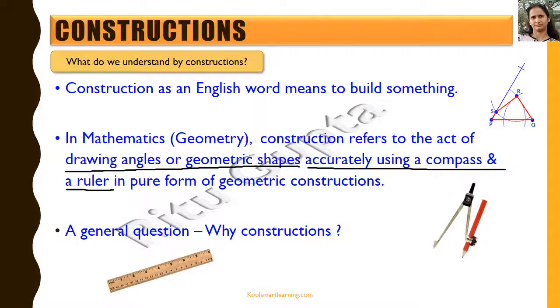Now a general question which comes to our mind is, why constructions? When we can simply use a protractor and other tools of geometry and draw a figure, why do we want to restrict ourselves to a compass and a ruler? First, if we have three sides of a triangle given to us and we try to make it using only a ruler, it will require multiple iterations. Finally only one triangle may be possible with those dimensions, but to fit it and exactly get the triangle, we'll need multiple iterations.